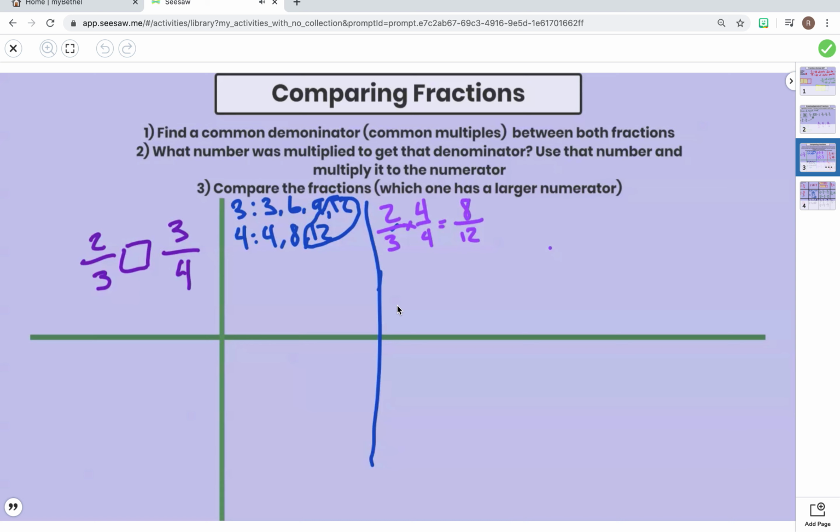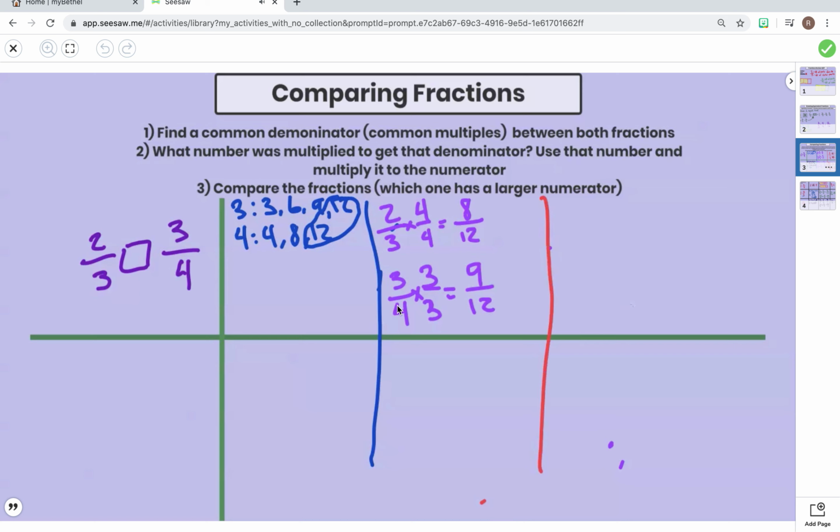All right, now we have 3/4. Okay, so 3/4 equals how many 12ths? Well, based on my math facts, 4 times 3 equals 12. So then that means I have to multiply our numerator by 3 as well. So 3 times 3 equals 9. Okay, so I just figured out the number that was multiplied and then used it for the numerator. That was step 2. Okay, now for step 3.